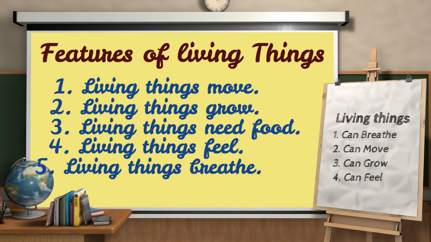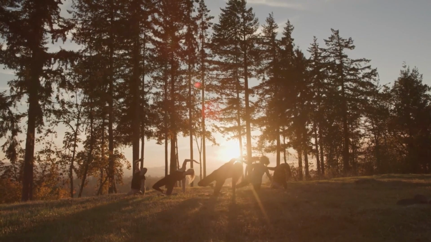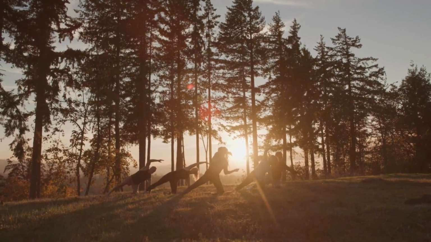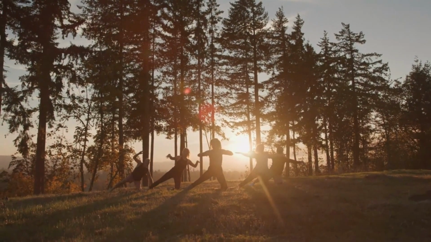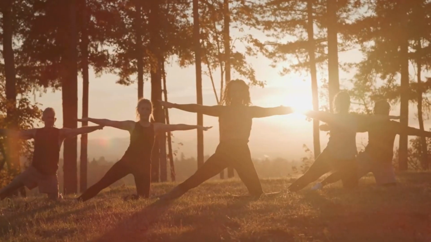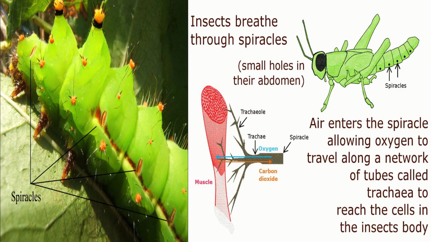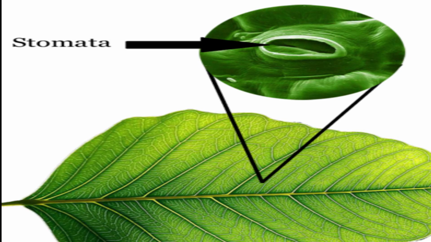Living things can breathe. All living things can breathe. They need oxygen present in the air for this process. Living things breathe using different organs. Some animals and humans breathe through lungs and fish breathe through gills. Insects such as cockroaches and caterpillars have air holes called spiracles present on their body. These holes help them to breathe. Plants also take in air through tiny openings called stomata present on the underside of their leaves.